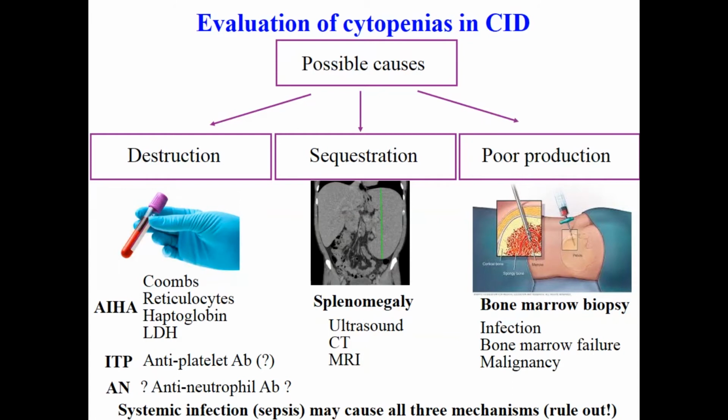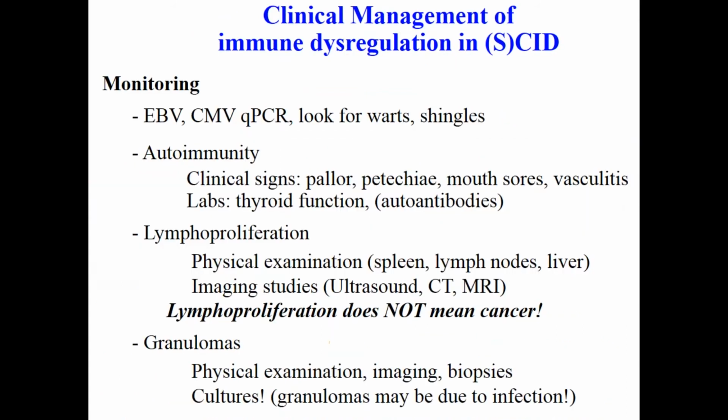So keep in mind that systemic infection, sepsis, which may happen in patients with combined immunodeficiency, may cause all of the three mechanisms, and even all three at once. That is obviously a complex situation, and infections always have to be ruled out in these patients. So how do we manage immune dysregulation? We monitor for these viruses that I mentioned, EBV, CMV, not by antibody detection, not by serology, but really by looking at the presence of the virus, viremia, by PCR. We look for warts, which is something that happens quite frequently in patients with combined immunodeficiency. We look for the appearance of shingles.